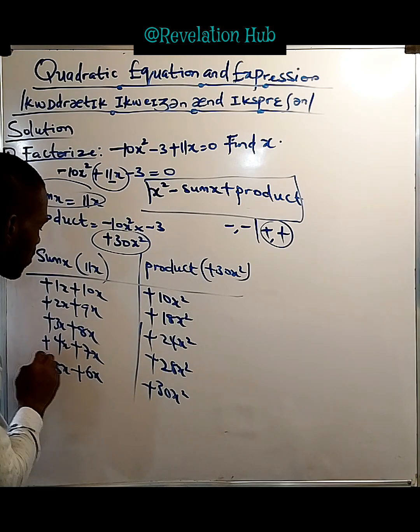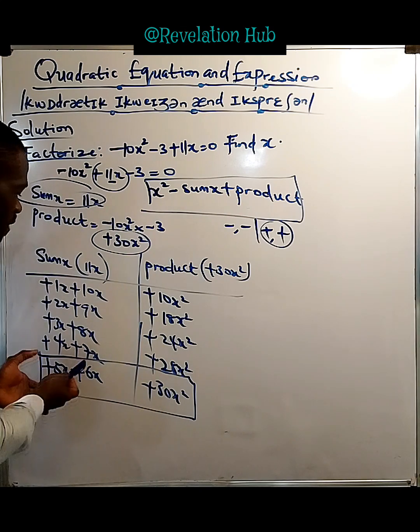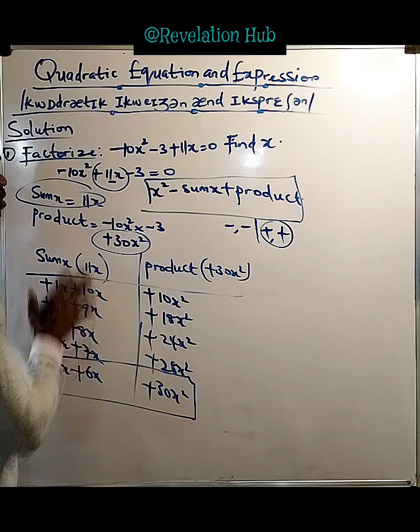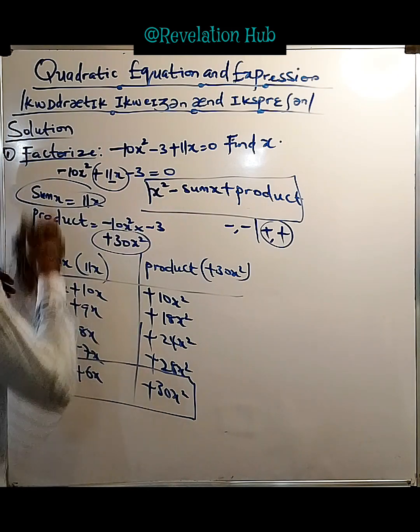So we've gotten what we want, or what we've been prospecting for. So that's what we're going to use. We're going to be using plus 5x and plus 6x. So what do we do next? The next thing we're going to take up is this. We take up what we have here.